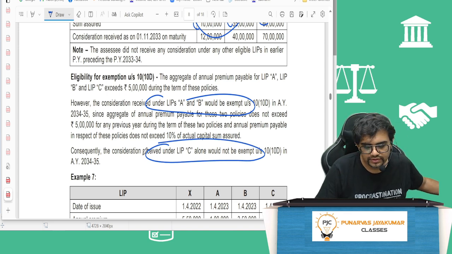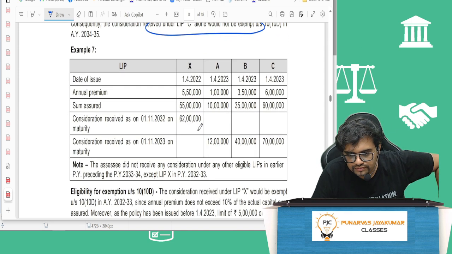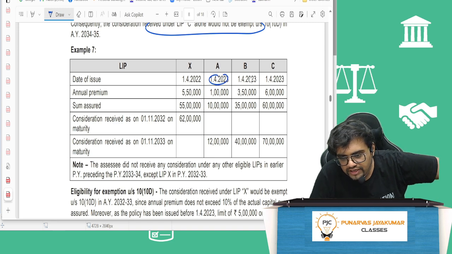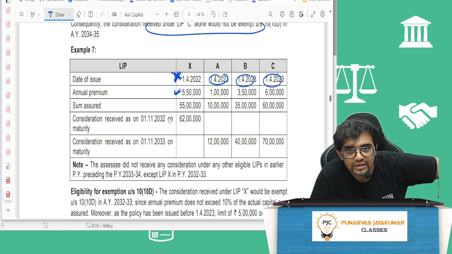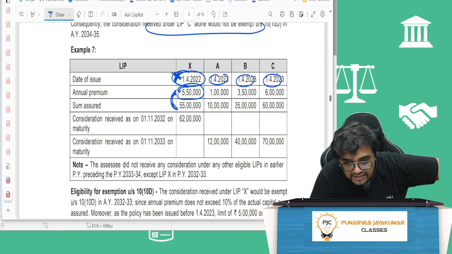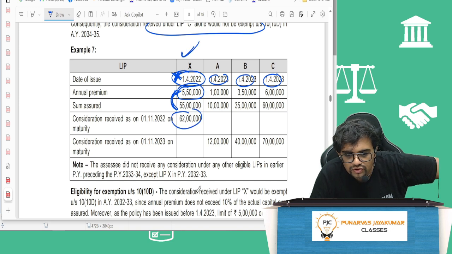Very, very simple. Can you see here? 23, 23, 23. This one not applicable. When it is not applicable, that 5 lakh scene will not come at all. Even though it's exceeding 5 lakh, no problem, because it is not issued on or after 23. I hope you understood. But the 10% rule will come. Will 10% rule apply? Yes. So automatically the 62 lakh fully exempt. Yes or no?